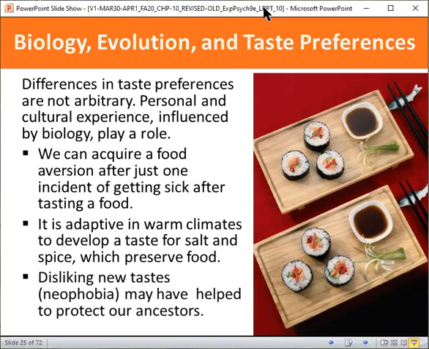So disliking new tastes, or neophobia, may have helped to protect our ancestors. What it comes down to is that you always want to be a little bit cautious when new food is being presented until you know how that new food is going to interact with you. So we're always going to be sort of ready to say, no, I don't want it. Or if you do get sick after you eat it, you will develop that taste aversion that we talked about previously. So these things are very important to our biology and our evolution. It's not just preferences. They're around because they help us to live. They help us to survive and to become the people that we are today.